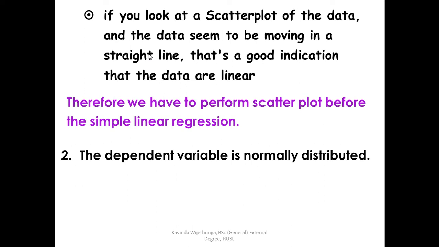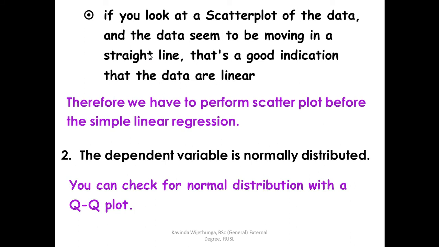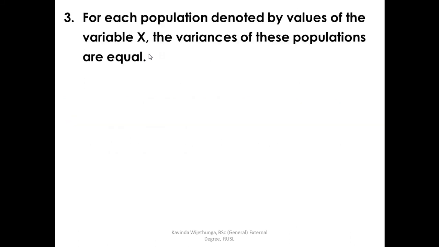I think we discussed how to check the normality of the data. There are three ways, so you can use any method you like and check the normality of the dependent variable. So you can check the normal distribution with the QQ plot, or the other tests also you can use. For each population denoted by the values of the variable x, the variances of these populations are equal. So you have to assume the variances of these populations are equal.